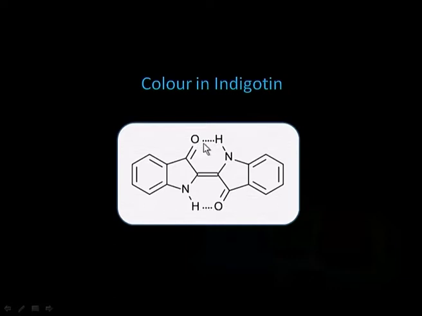Similarly, this intramolecular hydrogen bonding is possible on this side of the molecule also, and this is the reason that the natural indigotin we get is only a trans isomer; no cis isomer is isolated in the natural forms. It is the deep blue dye used for dyeing cotton and rayon fiber.